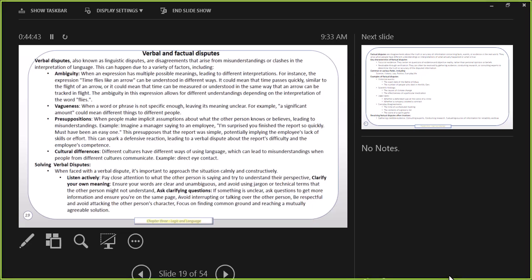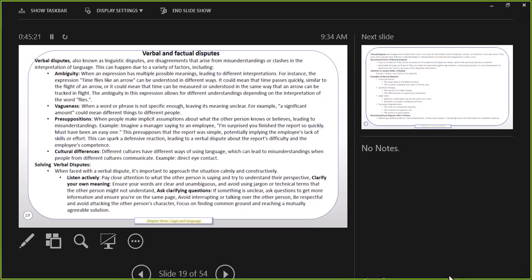Example: imagine a manager saying to an employee, I'm surprised you finished the report so quickly. It must have been an easy one. Such a statement or assertion may lead to what? A dispute, may lead to conflict between the manager and the employee. Such a dispute is known as a verbal dispute that arises as a result of vague and ambiguous expressions, presuppositions or assumptions, previously held assumptions, or cultural difference itself, which may lead to a verbal dispute.